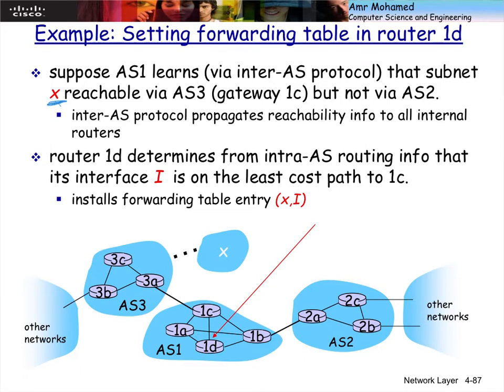Suppose an autonomous system learns that subnet X is reachable via autonomous system 3. The information about X will propagate through the border gateway protocol, right? Then it will go to here, and again through the border gateway protocol it will reach 1C. So 1C will know that in order to go to X, I need to go through autonomous system 3, so I will forward the data to 3A, right? And 1C in turn will propagate this information to all other routers internally. Okay, so this information has to propagate.